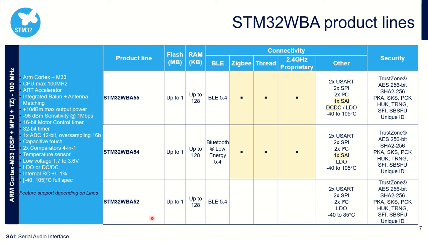Now we have the WBA52, the entry level, with 1 MB flash and 128 KB RAM, supporting BLE 5.4, so perfect for BLE applications. If you need more connectivity protocols, the WBA54 brings Zigbee, Thread, and 2.4 GHz proprietary connectivity. And if you need to be a bit more power optimized, we have the WBA55, which has a DC-DC converter or SMPS inside that helps optimize the power consumption of the SoCs. All the products have the same security content: a combination of hardware crypto features and some security services.